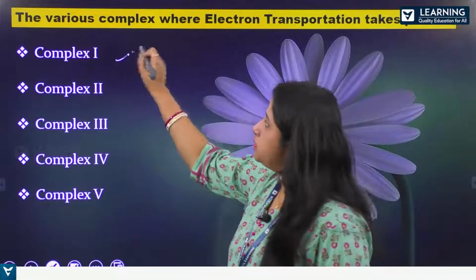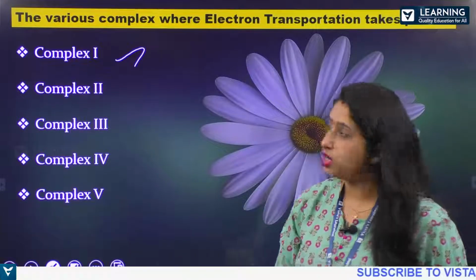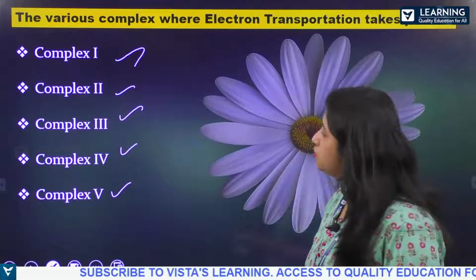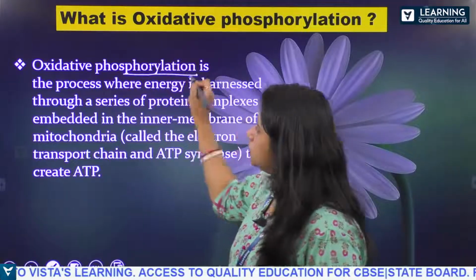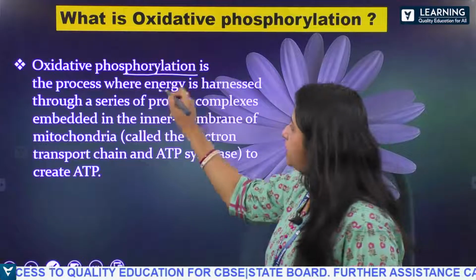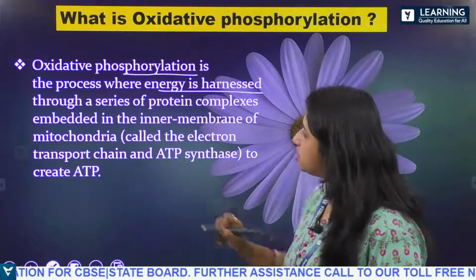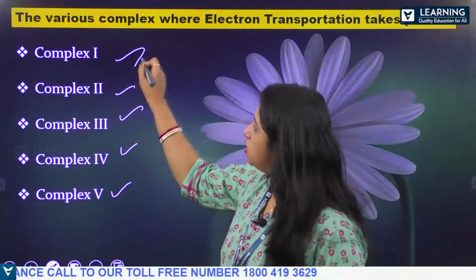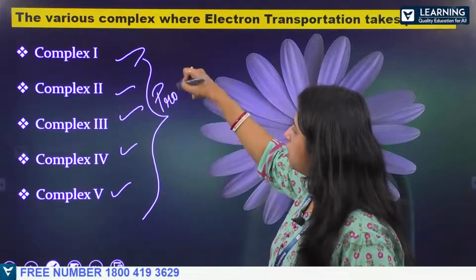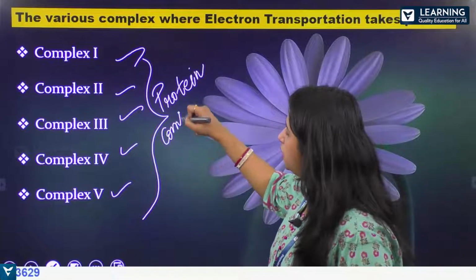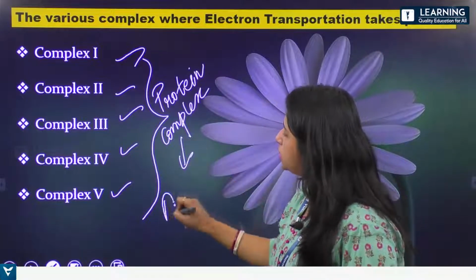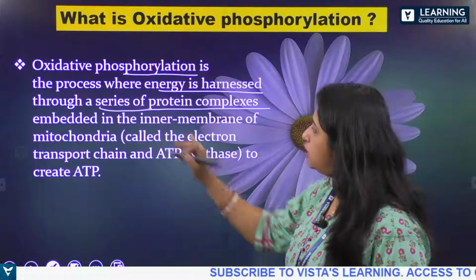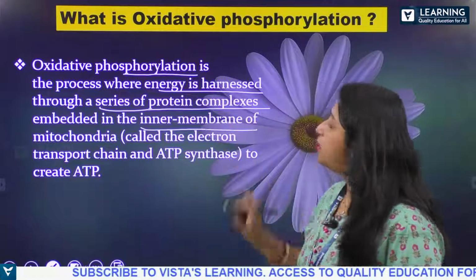So what are the various complexes? As I have said, complex 1, complex 2, complex 3, 4 and 5, right? These are the various complexes of the electron transport chain. So what is oxidative phosphorylation? It is a process in which energy is harnessed through a series of protein complexes. These are all the protein complexes which lead to the generation of ATP. ATP is finally harnessed with the help of these protein complexes embedded in the inner membrane of the mitochondria.